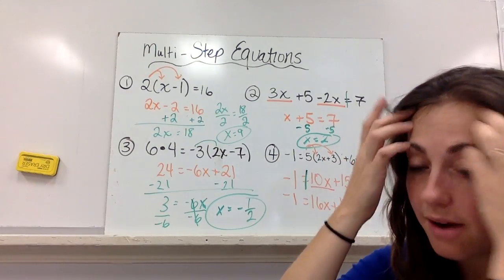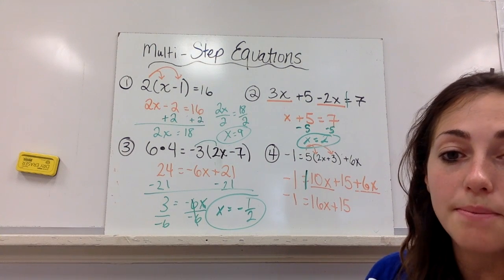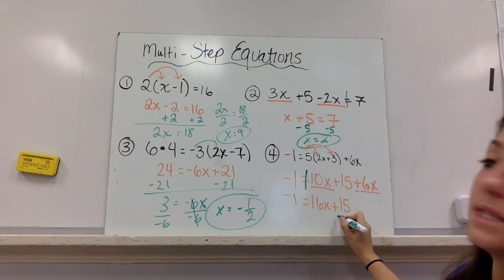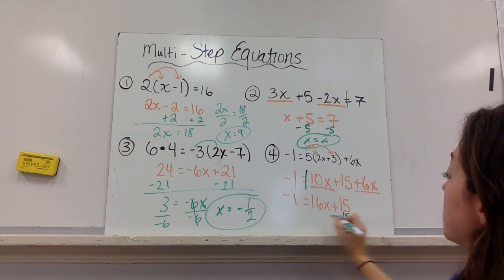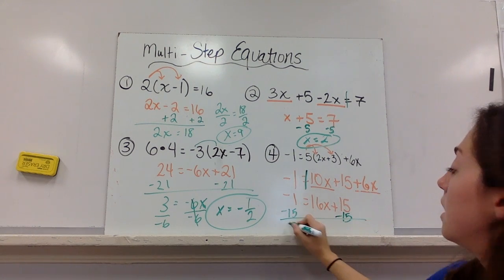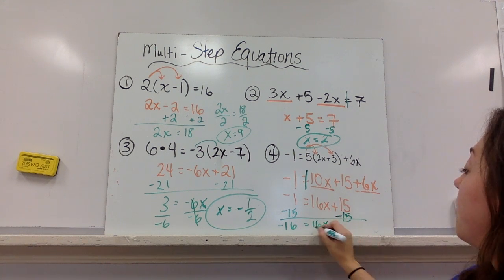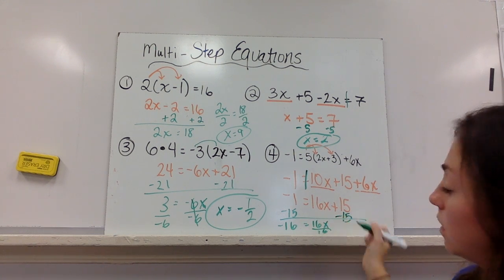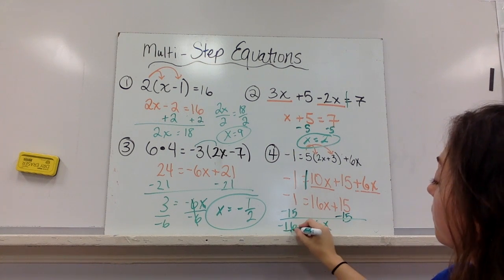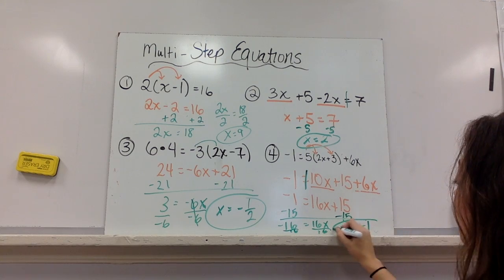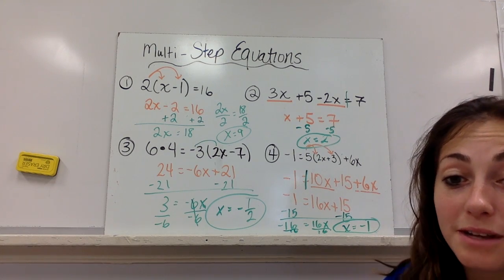So now I have to do my two steps to undo the variable so I can get this solution. I subtract 15 from both sides, and I'm left with -16 = 16x. I divide both sides of the equation by 16, and then x = -1. All right, cool. That was my quick tutorial.